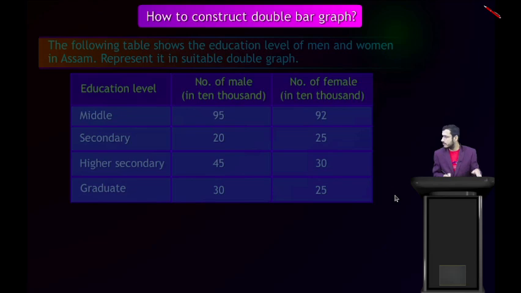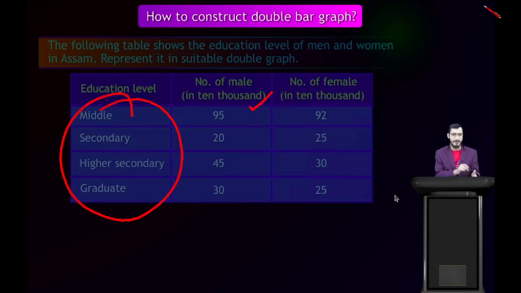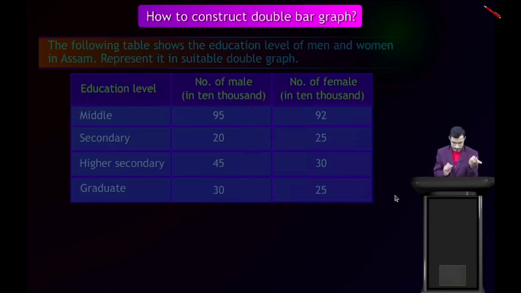Here you can see the table of education level of male and female in Assam. The number of males in 10,000 and the number of females in 10,000. And here are the education levels: middle, secondary, higher secondary, and graduate.